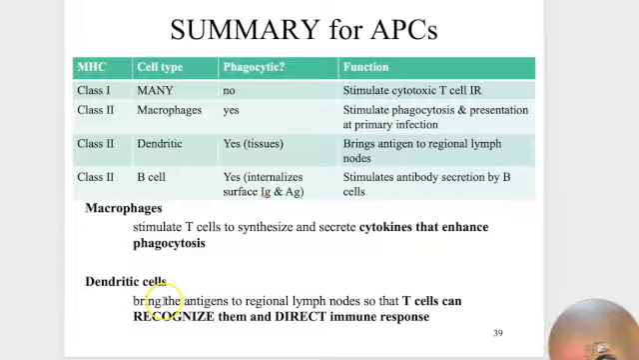The dendritic cell is the one we just saw. It brings the antigen to regional lymph nodes so that the T cell can recognize it and direct the immune response. Okay, this is called the antigen presenting pathway.